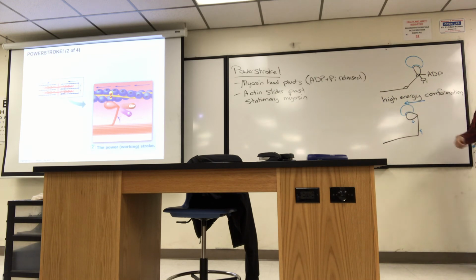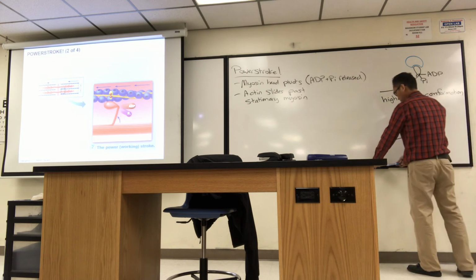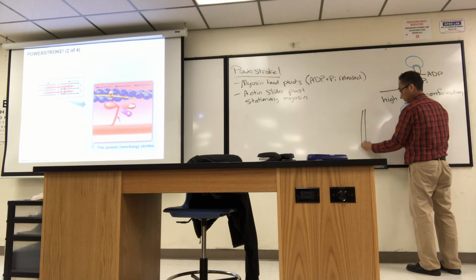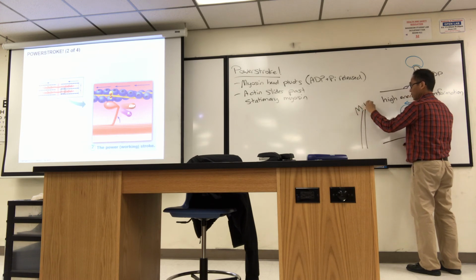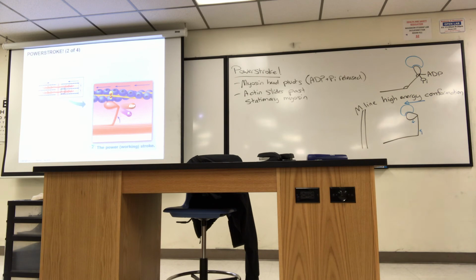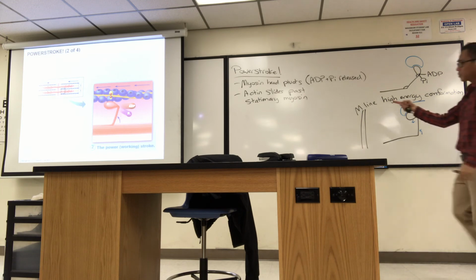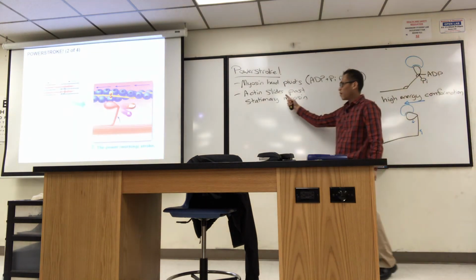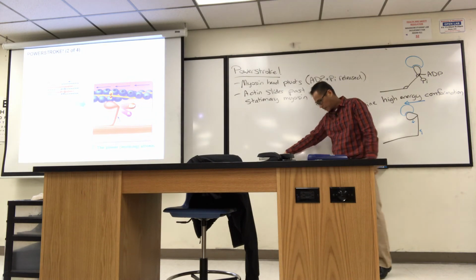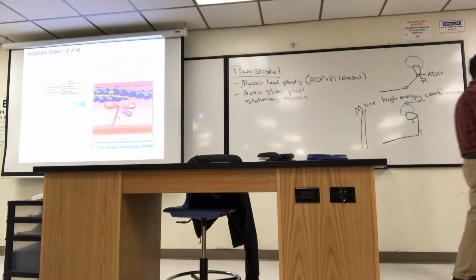Well, this will be towards the M line. You're moving towards the M line. So this is the working stroke. It's the physical moving. This is why they call it the sliding filament theory, because actin is actually sliding. All right, any questions on that?